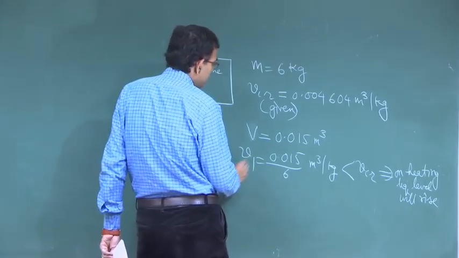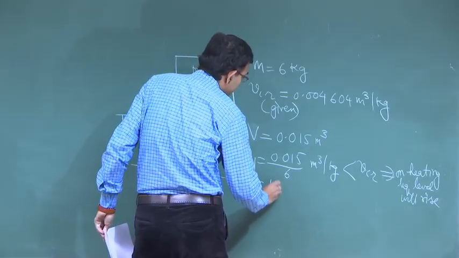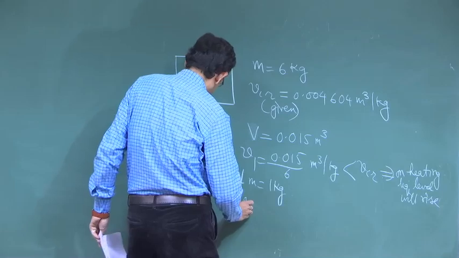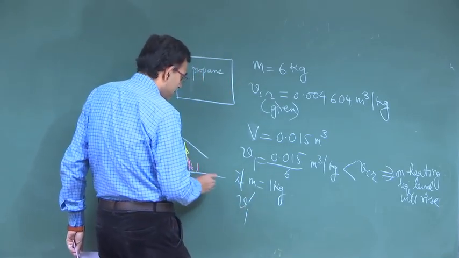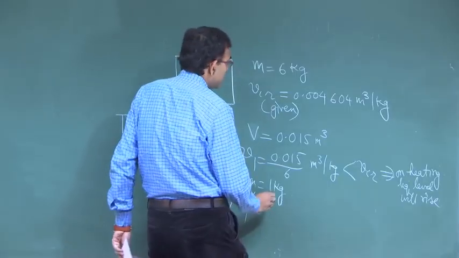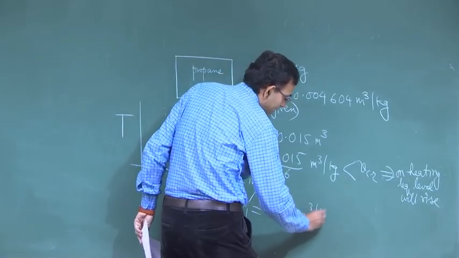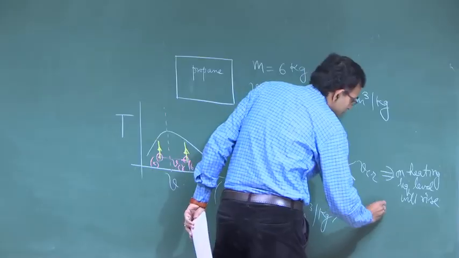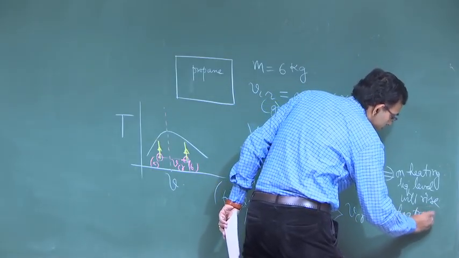On the other hand, if M is equal to 1 kg, then V1 dash, the new V for case B, is 0.015 meter cube per kg, right. So, this is greater than V critical. This means on heating the liquid level will fall.